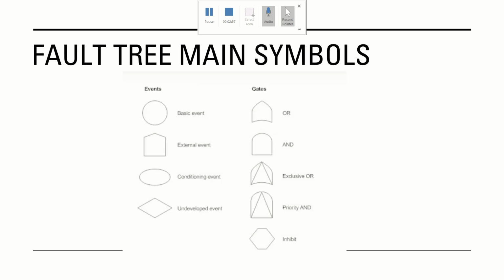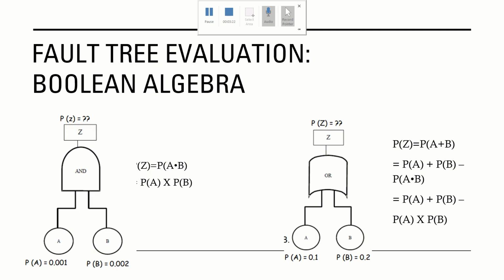There are main symbols in a fault tree analysis. They have the OR and the basic event, internal event, conditional event, undeveloped event, and some more. The most important ones are the OR and the AND, these two main symbols used in this fault tree analysis. And the fault tree analysis is evaluated by Boolean algebra, through the equations that we use. There are also Boolean algebra rules that we need to follow.